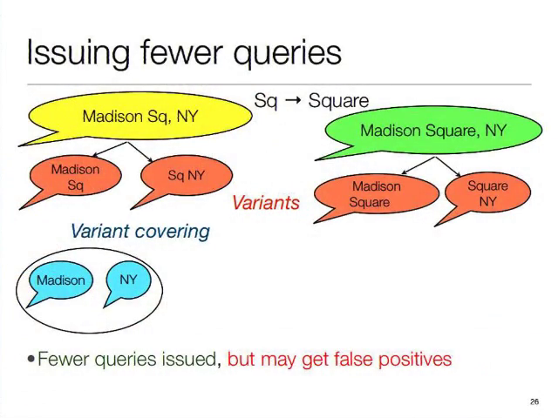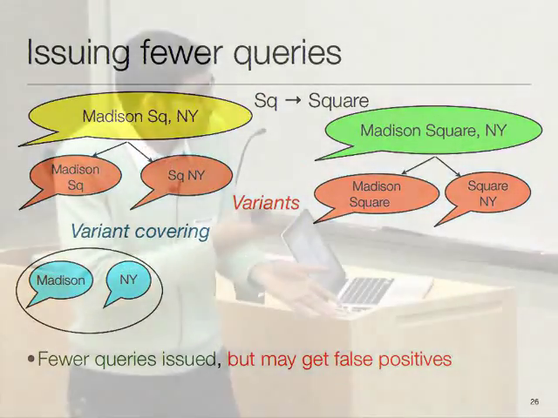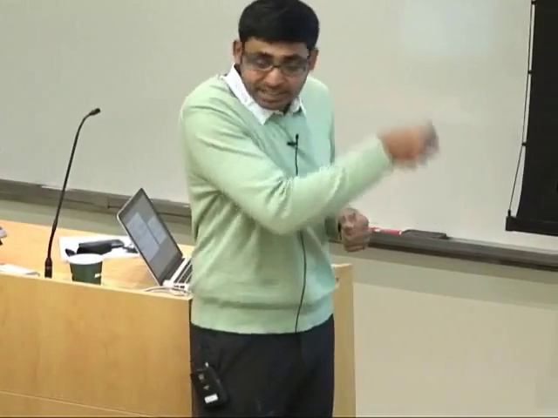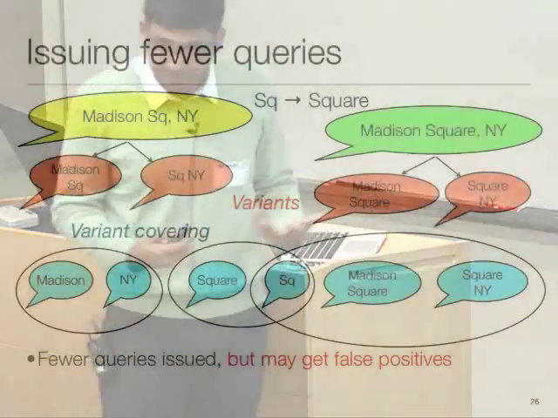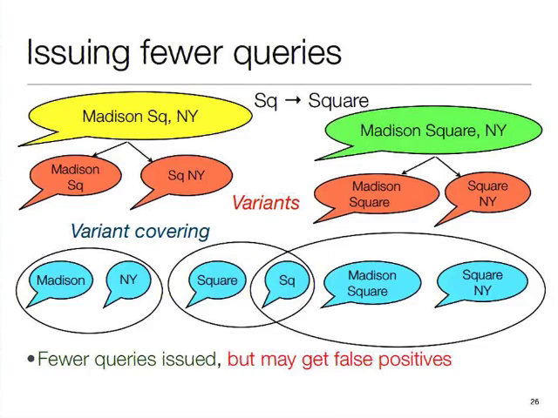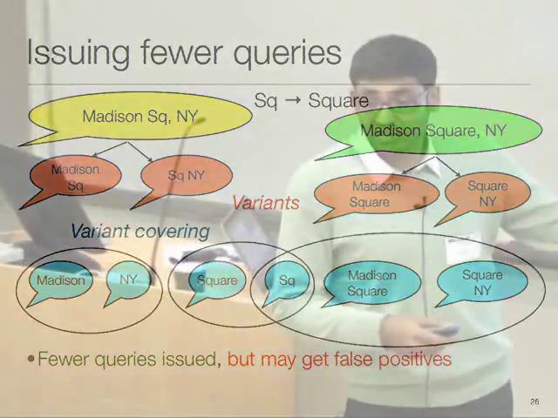Notice that fewer queries are issued possibly by doing a covering, but you can get false positives. There will be results which you will get by issuing both of these queries that are not results in any of those four queries. So by issuing fewer queries, we might be able to get more results, which is sort of a trivial statement, because by issuing the empty query, you get the entire database. So an empty query is always a variant covering. So we'd essentially like to find a nice variant covering, and there are many of them. There's another variant covering, square or SQ, there's a variant covering with 3 queries here. So essentially the problem is of finding a good covering.